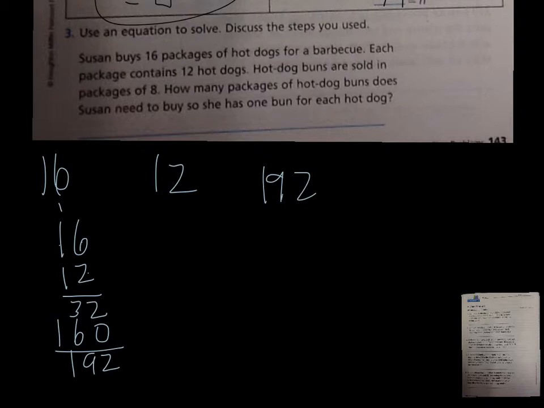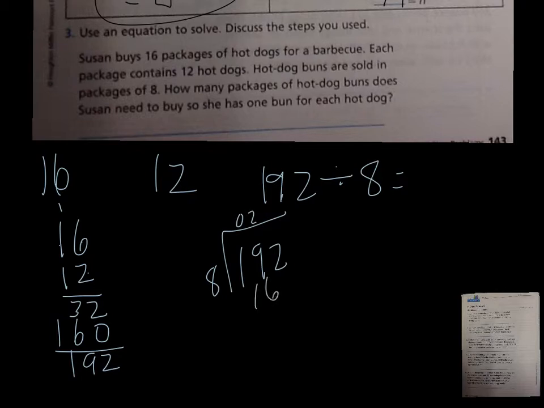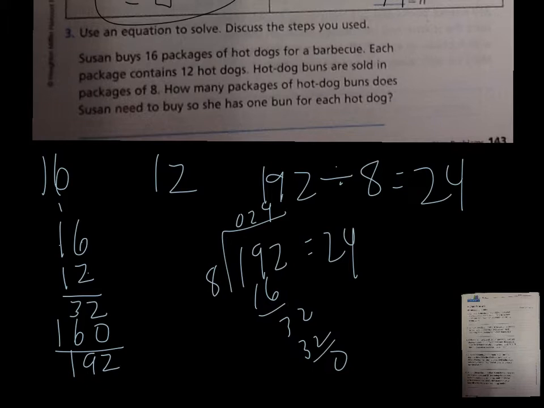Okay? We're at 192. And then we need to divide that by 8 to find out how many packages we need to buy to have enough for one bun for each hot dog. So 192 divided by 8 is 24. So we know we need 24 packages of buns.